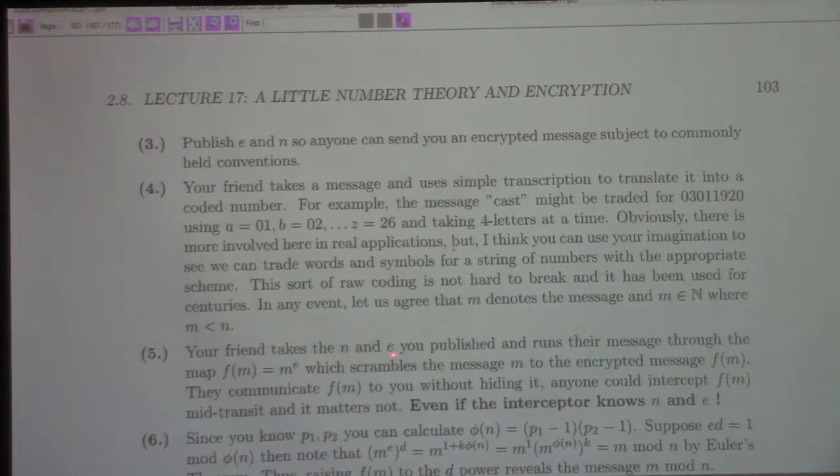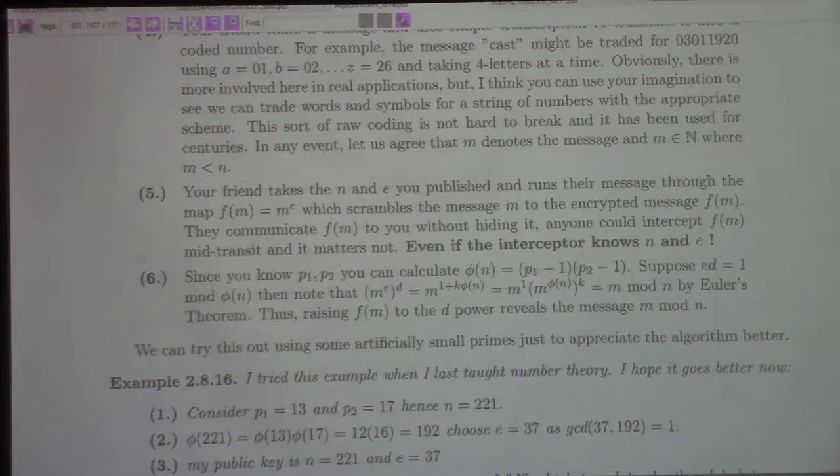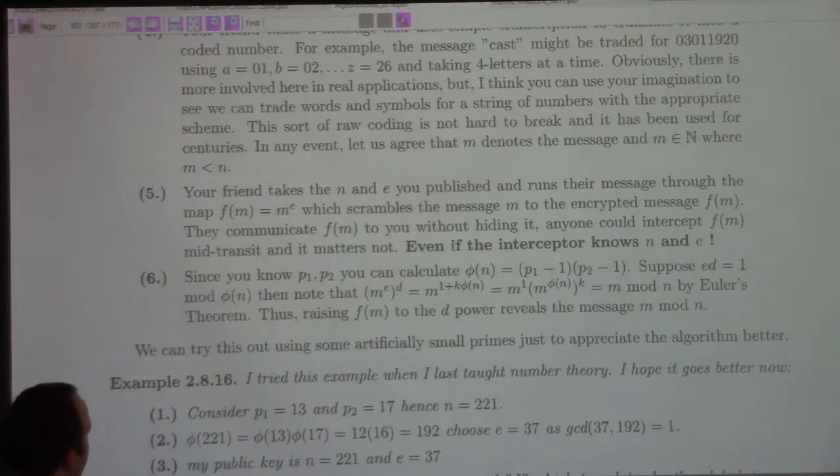Your friend takes n and e, which you publish, and he runs the message through the encryption map, m to the e, which scrambles the message to the encrypted message, f of m, which again is m to the e. And then they communicate that to you without hiding it. Anybody can intercept it mid-transmit, doesn't matter. Even if your interceptor knows both n and the encryption exponent, doesn't matter. And this is m to the e mod n specifically, because otherwise it wouldn't be a discrete logarithm, it'd just be a regular logarithm a computer could calculate. This is being done mod n.